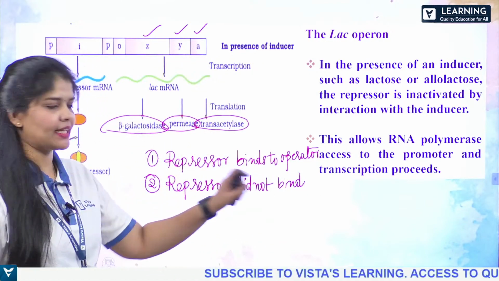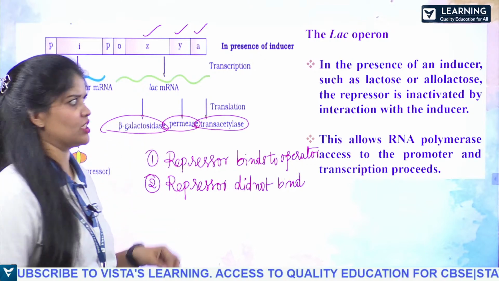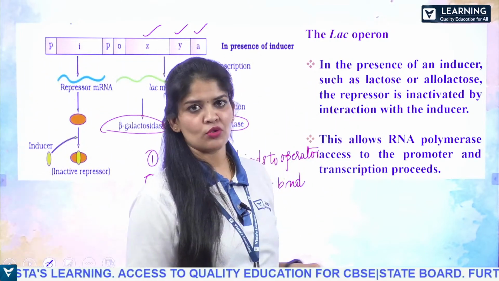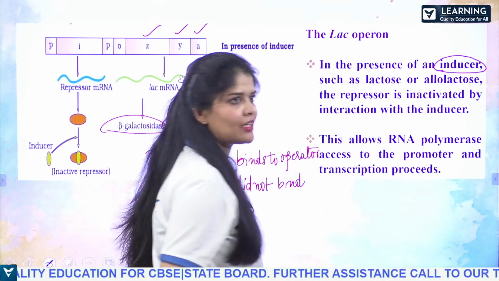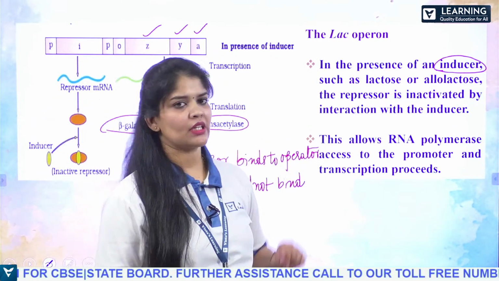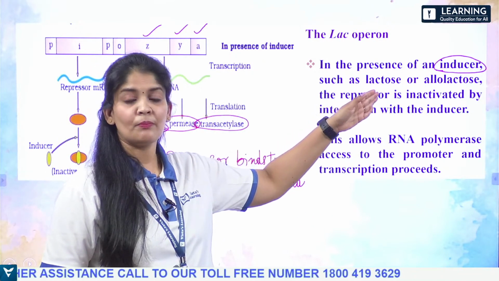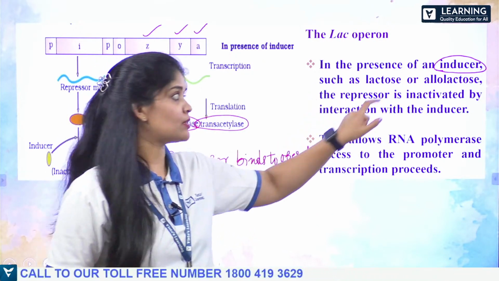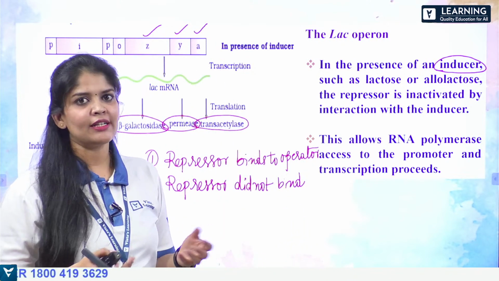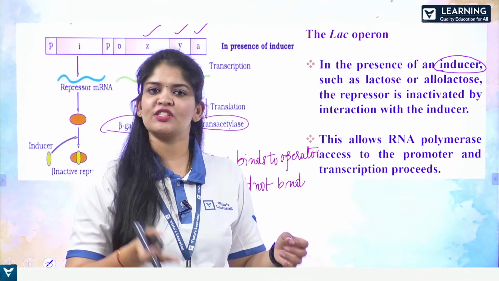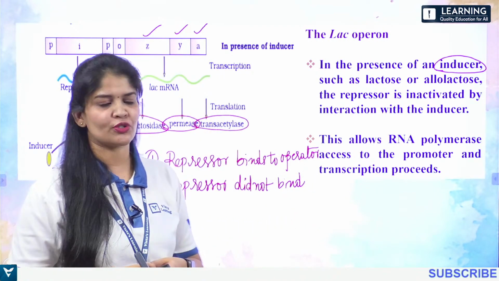Let's understand the second case, where the repressor is not going to bind to the operator region. In the presence of inducer, what is our inducer? The inducer is lactose or allolactose. Both are the same, but the bonding is different. We find beta 1,4 bonding in the case of lactose and beta 1,6 bonding in the case of allolactose. But both are disaccharides which are going to break down to produce galactose and glucose, and the produced glucose will act as a source of energy.